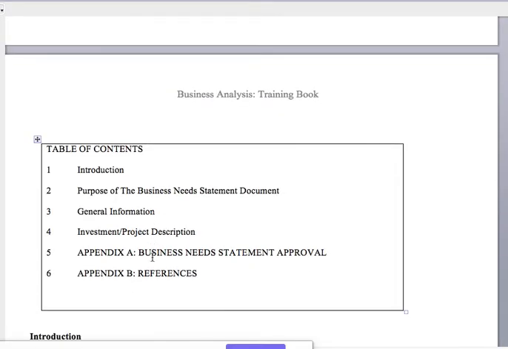I want to check with you, how many of you know how to insert the table of contents? All of you know? How about you, Kulbhushan? You don't know? Okay, Angelique, let me show you. Okay.